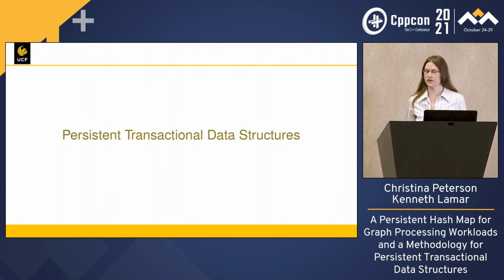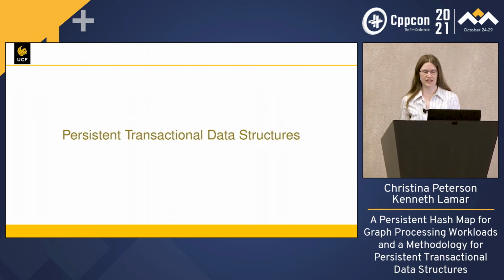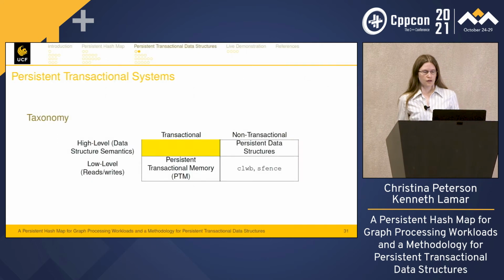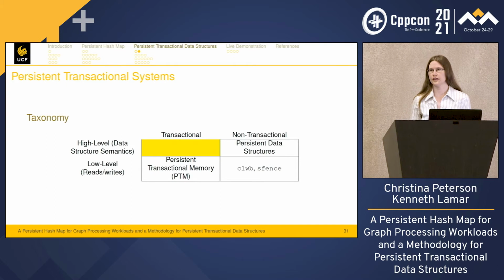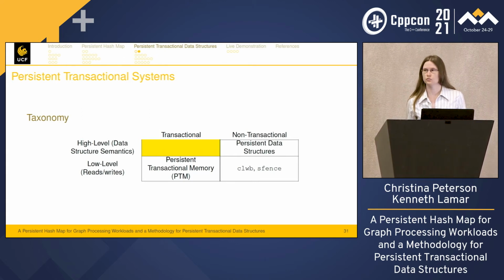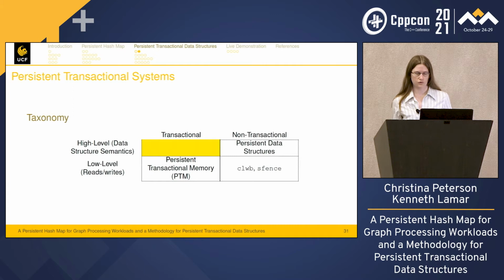Okay, I'm going to continue with persistent transactional data structures. So let's look at the taxonomy of transactional data structures. We're going to look at transactional versus non-transactional, and then also high-level data structure semantics, and then low-level reads and writes. So if you just want to write code with low-level reads and writes and you want persistency, all you really need is cache line write-back and sfence. You have to use those with caution, but they will persist your reads and writes.